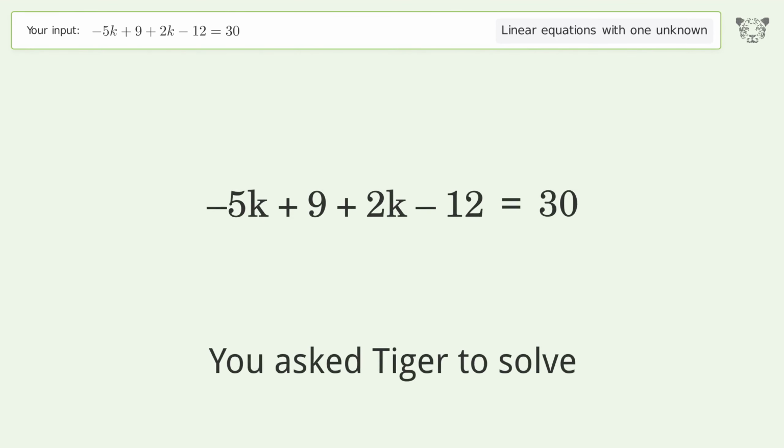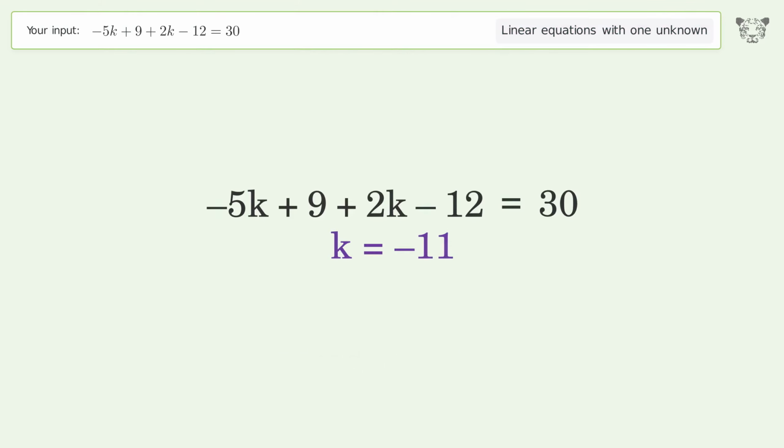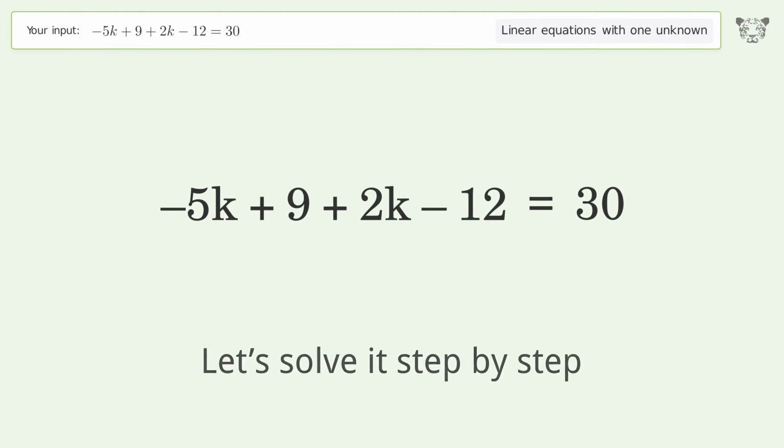You ask Tiger to solve this. It deals with linear equations with one unknown. The final result is k equals -11. Let's solve it step by step.